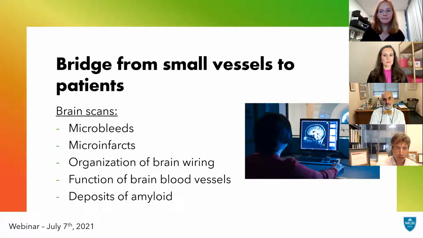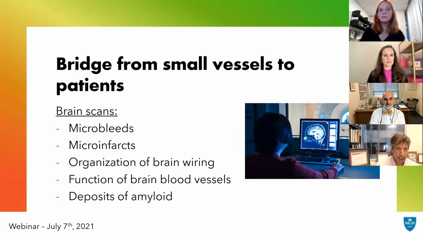So these are the tools that we use in living patients to be able to say what's actually going on at the level of the vessel. And people who participate in research know these techniques from the inside, from having done these kinds of scans. And this is what we're looking for when we do these scans: all these parameters about what's going on at the level of the small vessel.